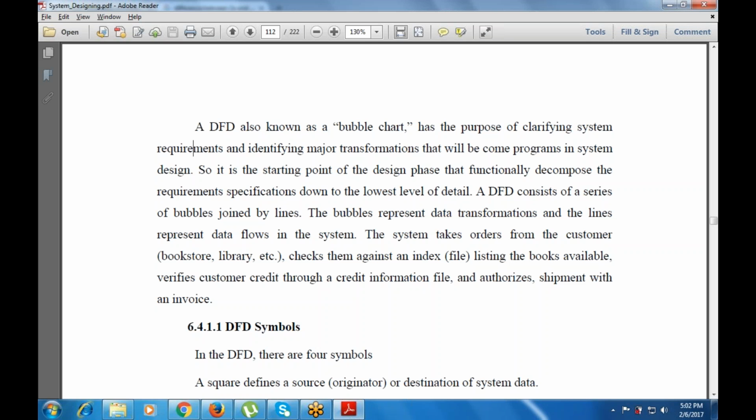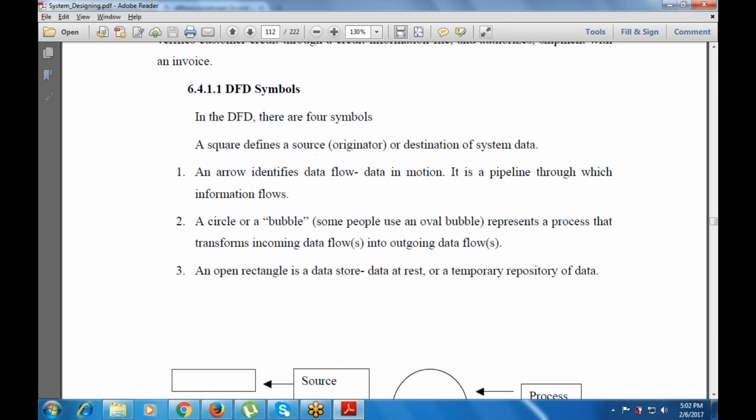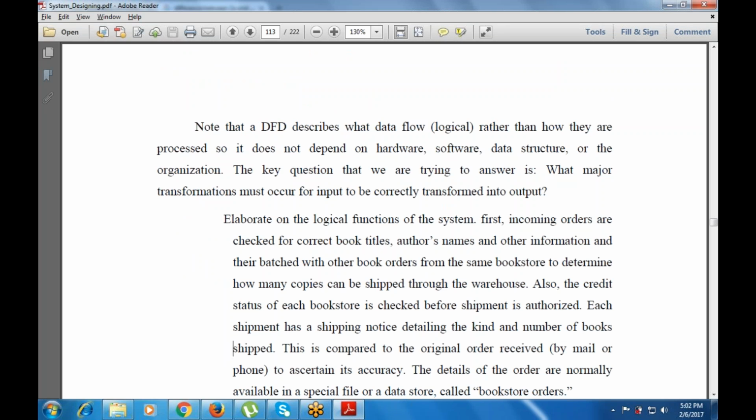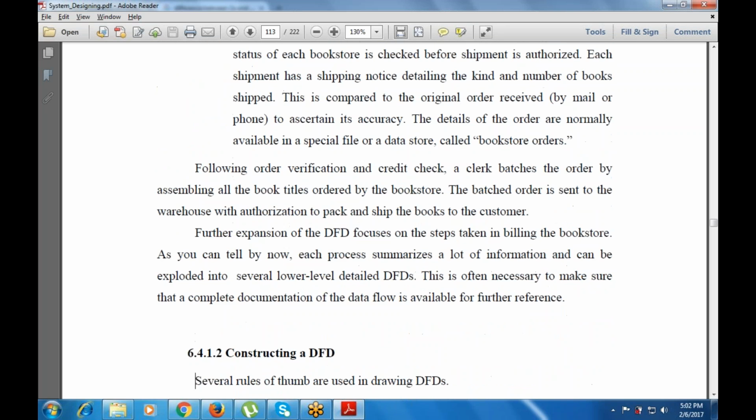Then next is the DFD symbols. In a DFD there are 4 symbols that are used: a square that defines a source or the destination, then an arrow, then a circle or bubble, then an open rectangle that elaborates the logical functions of the system.